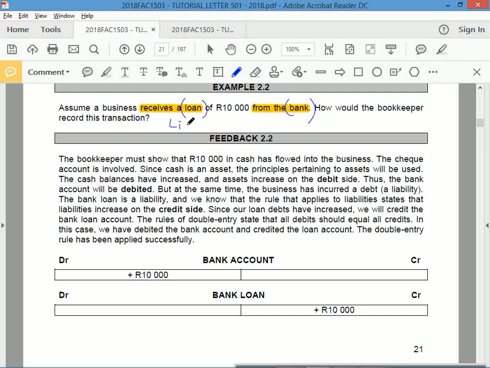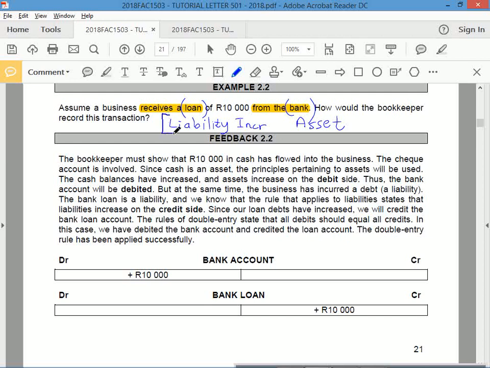Perfect. You know a loan is an obligation. It meets the definition that we saw earlier, liability. What is bank? An asset. Good. You've done step number 1. You need to know what you're dealing with. I know I'm dealing with an asset. I know I'm dealing with a liability. If I'm receiving a loan from the bank, what's happening to the loan? Yes, it's going up. Before you never had a loan. Now you have a loan. The loan has gone up. Increase.